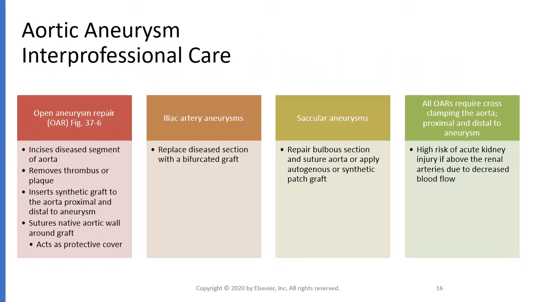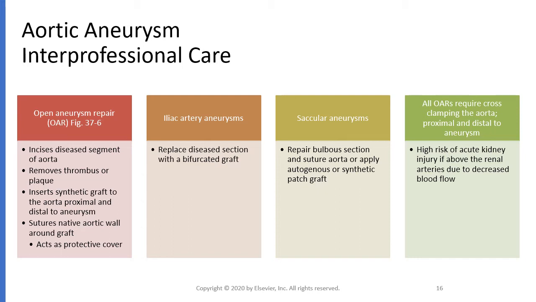Open aneurysm repair, or OAR, involves a large abdominal incision through which the surgeon cuts through the diseased aortic segment, removes the thrombus or the plaque, sutures a synthetic graft to the aorta proximal and distal to the aneurysm, and sutures the native aorta wall around the graft to act as a protective cover. For iliac artery aneurysms, a bifurcation graft replaces the entire diseased segment. With saccular aneurysms, it may be possible to excise only the balloon lesion and repair the artery or apply an autogenous or synthetic patch graft.